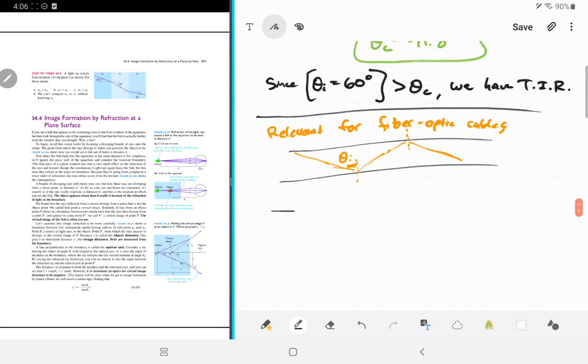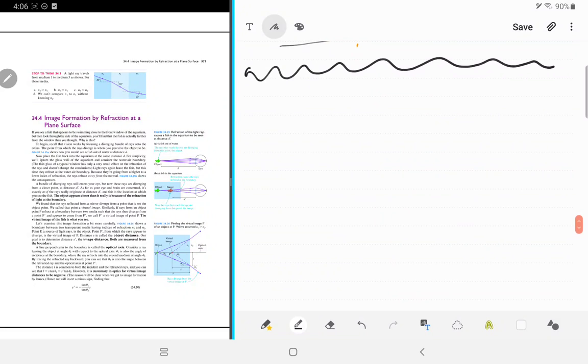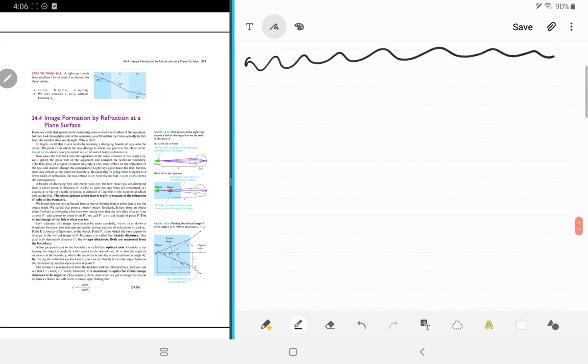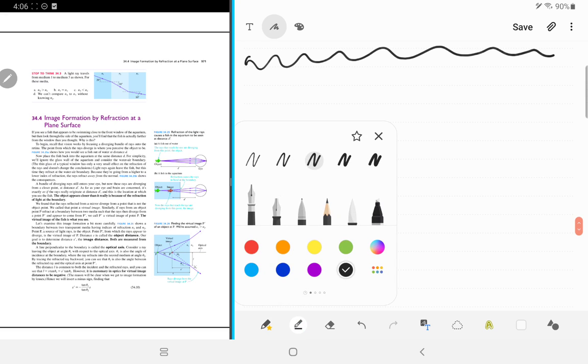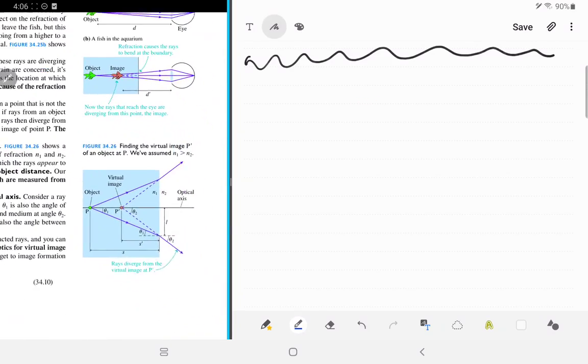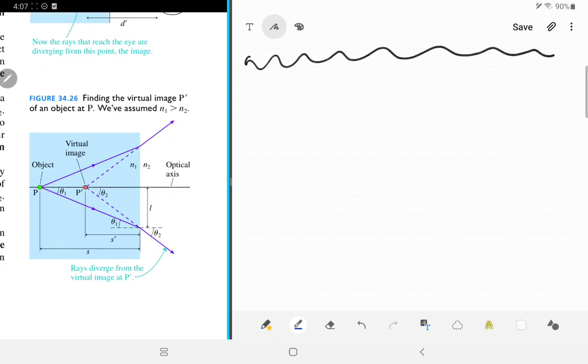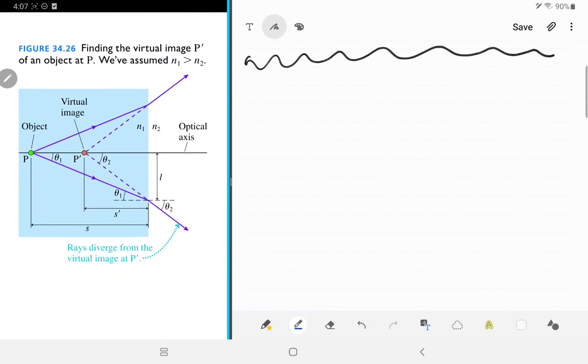Now we're about to get into lenses, and lenses work because of refraction. So this is sort of a warm-up section to lenses. So the example that they talk about, maybe I'll just zoom in and explain. Let's focus first on this picture, and then we'll go backwards.